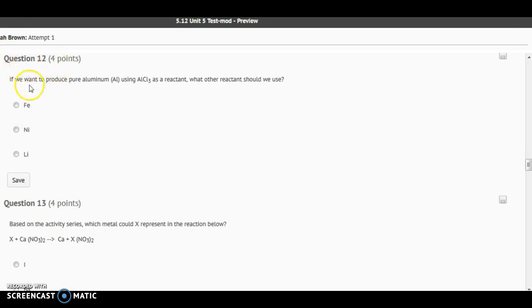Question 12. If we want to produce pure aluminum using AlCl3 as a reactant, what other reactant should we use? A. Fe, B. Ni, or C. Li.